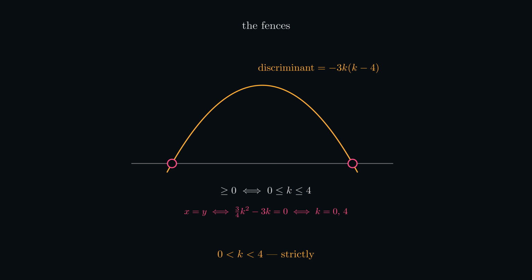But we are not finished, because the problem also demanded that x and y be different from each other. They coincide precisely when x equals k over 2. Substitute that back and you get 3/4 k squared minus 3k, which vanishes only at k equals 0 and k equals 4. So the two forbidden values are exactly the two endpoints we just found, strictly between 0 and 4.